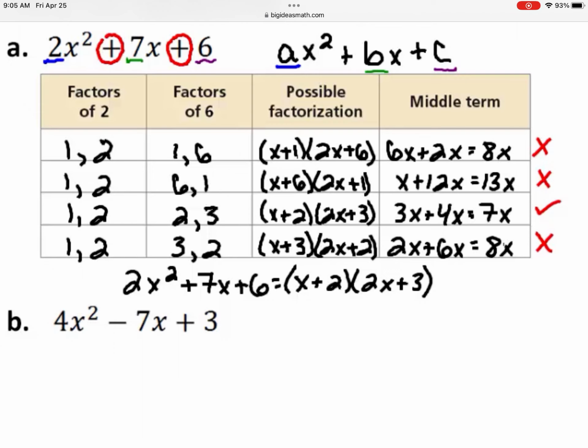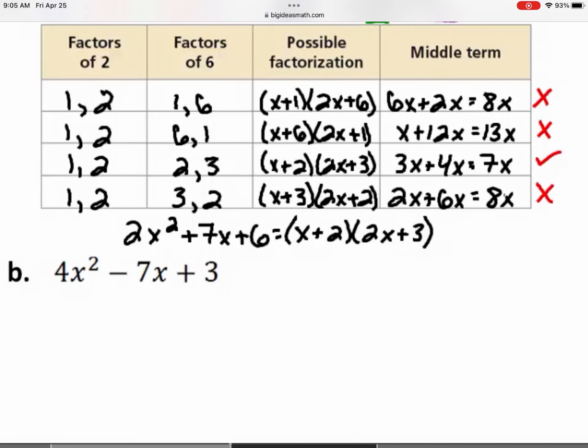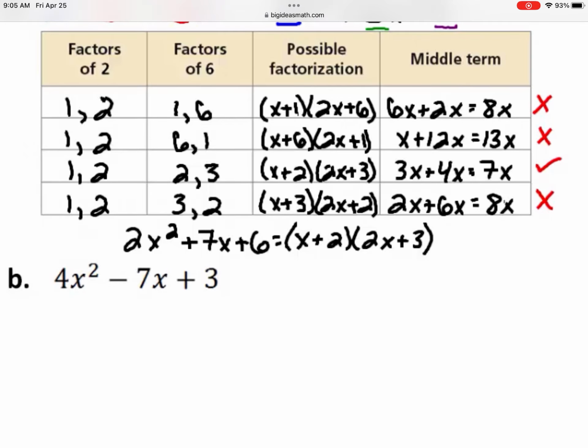2x plus 3. Part B, 4x squared minus 7x plus 3. Notice that 4x squared minus 7x plus 3 is of the form ax squared plus bx plus c, where a is 4, b is negative 7, and c is 3. There is no greatest common factor, so you need to consider the possible factors of a and c. Because b is negative and c is positive, both factors of c must be negative.